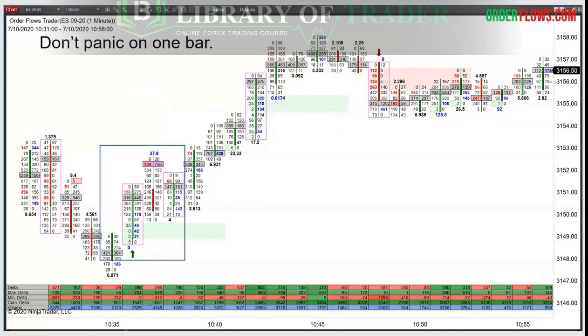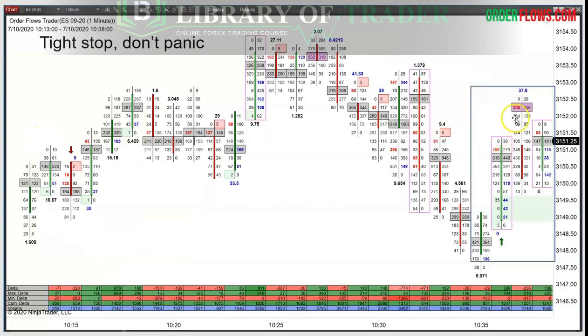So don't panic on one bearish bar. It's easy to panic, all right? Oh my gosh, this is the end of the world. We've got a bearish prominent point of control. I just got long. I got to cut it. I can't deal with it. I don't want to get stopped out.